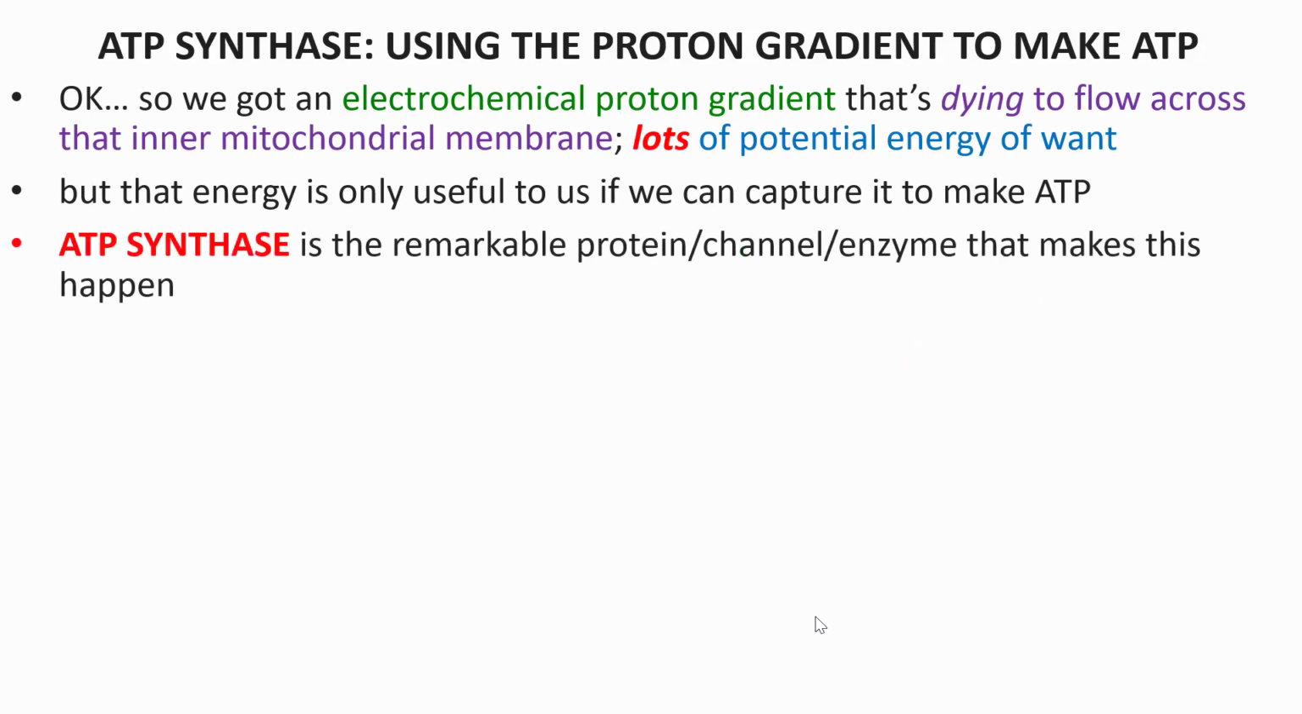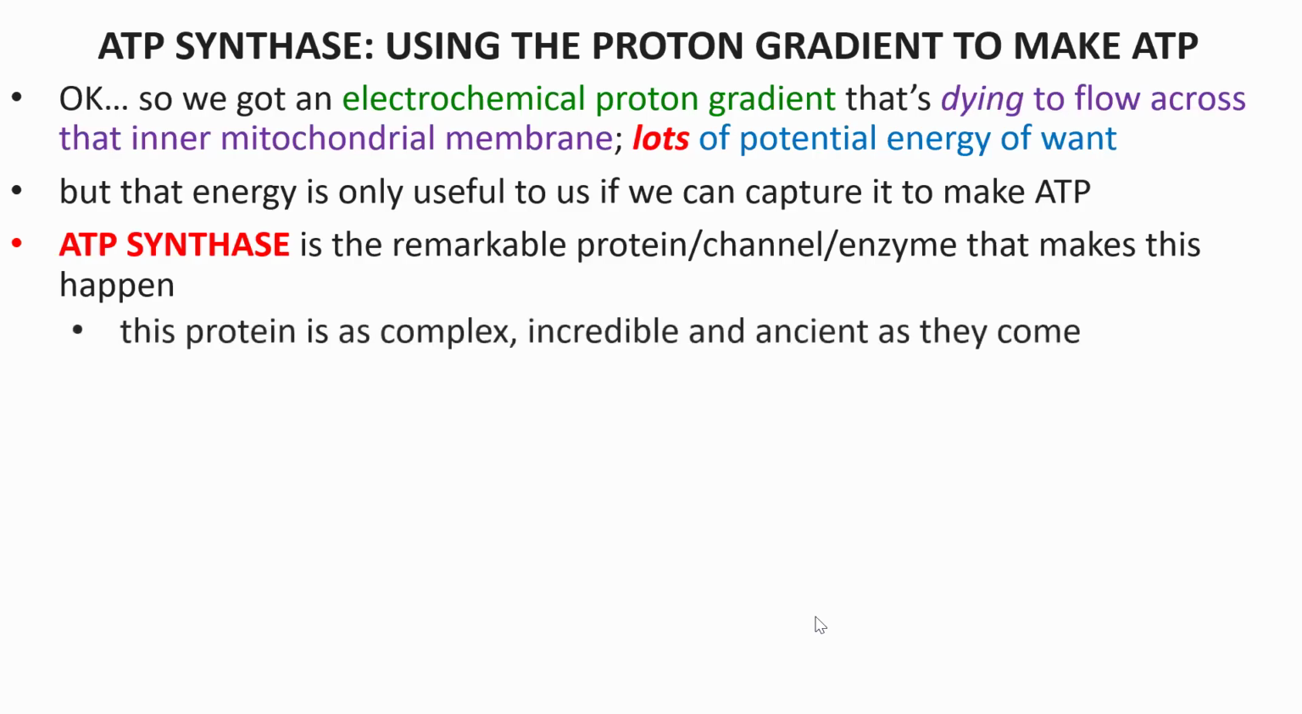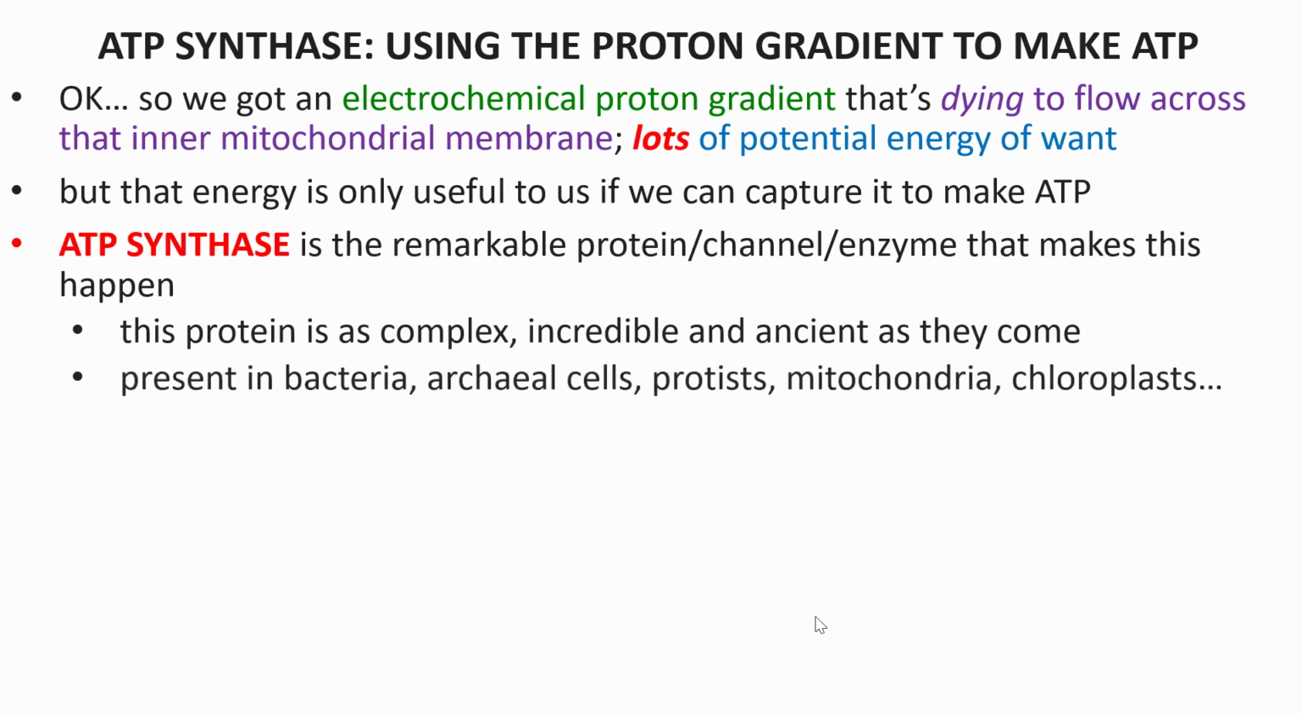So ATP synthase is this remarkable protein complex, this channel, this enzyme, all in one. It is a huge and complicated complex that serves many different purposes all at once. And it's ATP synthase that allows the magic of oxidative phosphorylation to occur. This protein is as complex, I mean that in the complicated way, and as incredible and as ancient as a protein comes. Just unbelievable. It's like science fiction, the way this thing works.